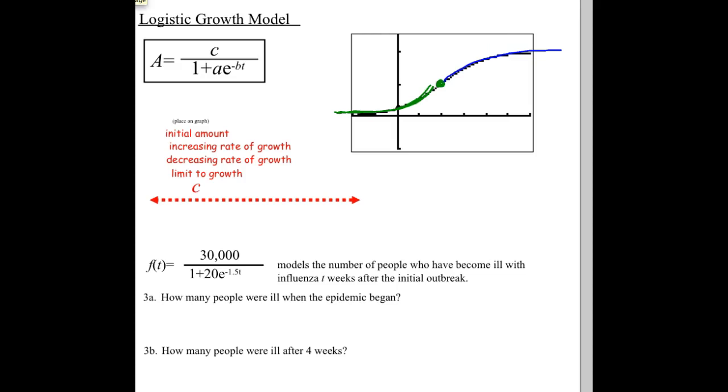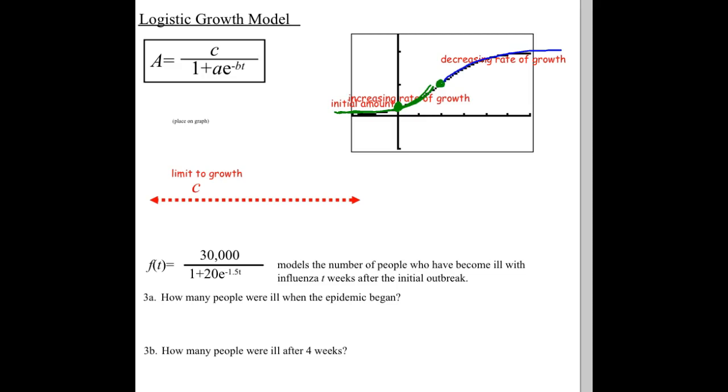So initial amount would be right there. Okay? Your initial amount would be your y-intercept. Okay? You have increasing growth right in here in that green section. And then we have a decreasing rate of growth. Now, I do want to point out, it is continuing to grow. All right? It's not decaying. It's just going slower. All right? It's slowing down in its growth process.